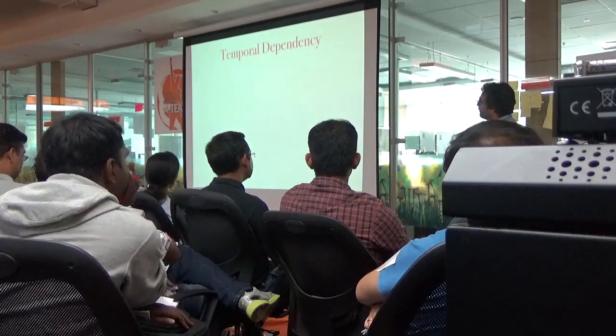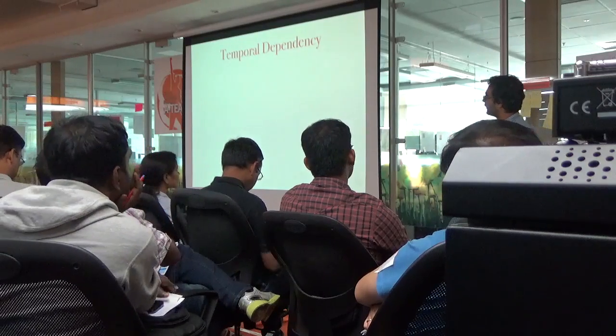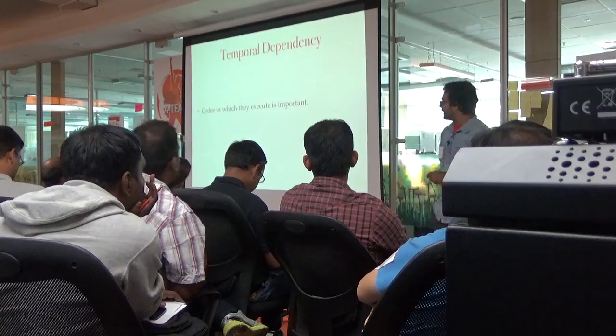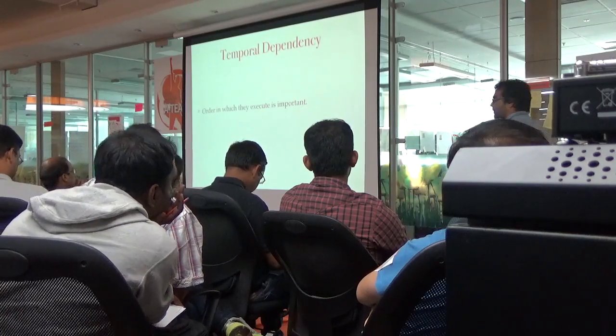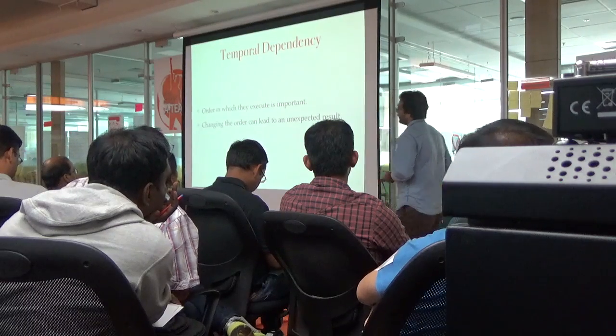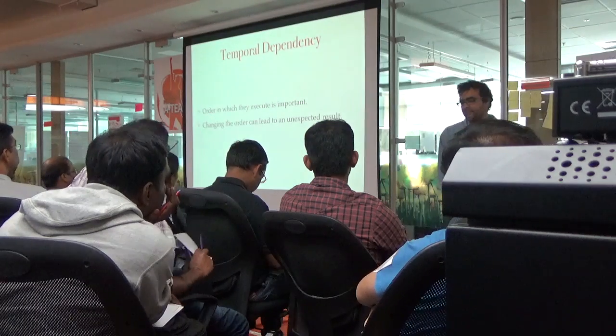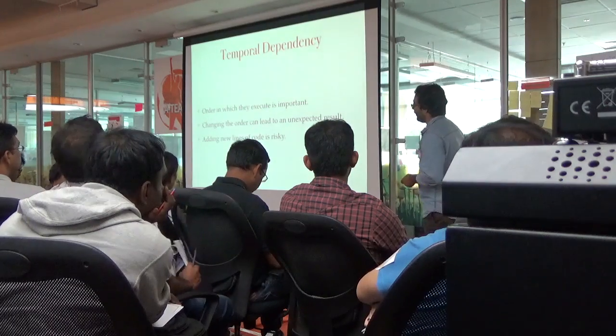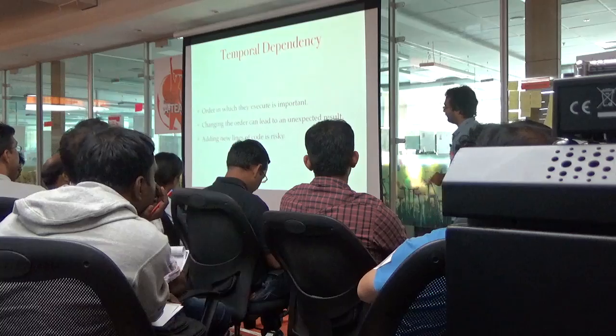Okay, this is probably the third issue I'm talking about, called temporal dependency. From the name it's very easy, so I understood. The order of execution becomes very important when you are talking about mutability. Changing the order can lead to an unexpected result. Again, it's not a wrong result, it's an unexpected result. And timing any of the code is risky.